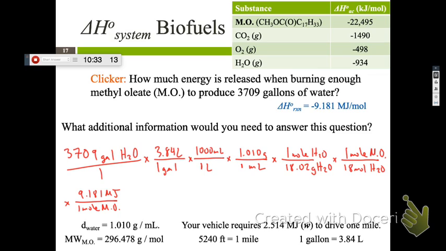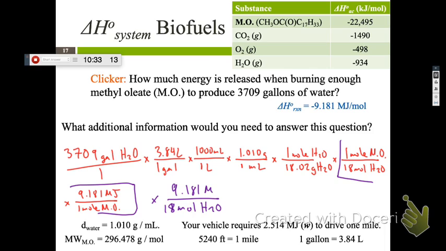So what could we do differently? Where could we modify this to make it a little bit shorter? So we could basically combine these last 2 steps. Did you notice that 1 mole of methyl oleate kind of cancels out if instead of that you said for every 18 moles of water you release 9.181 megajoules of energy.